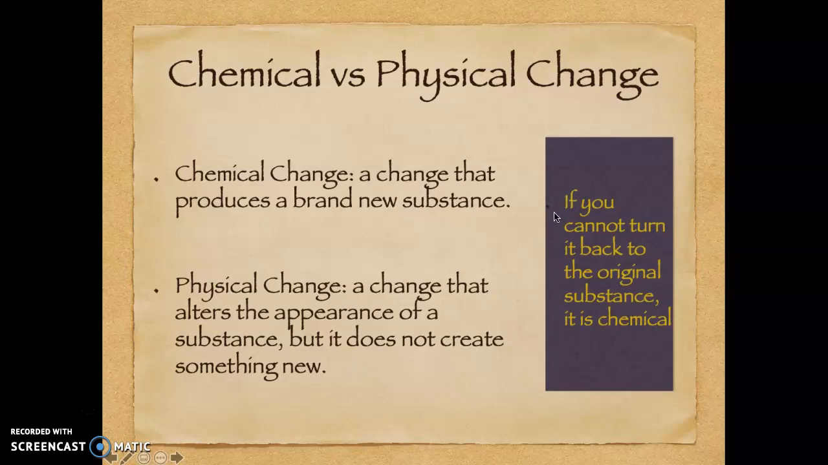The best way to determine if you have or have not undergone a chemical change is to think about, can you turn it back to the original substance? If you can't, then you have undergone a chemical change.